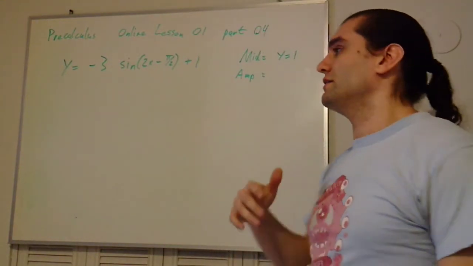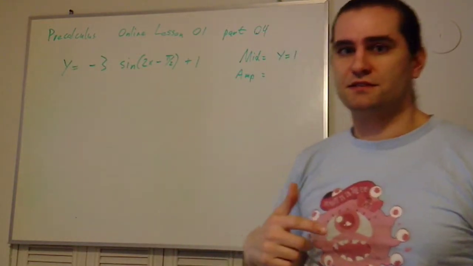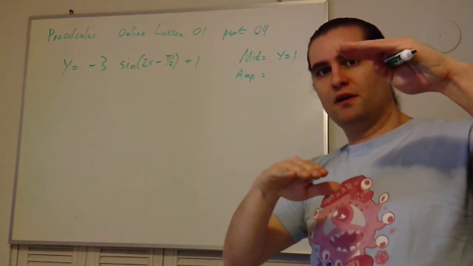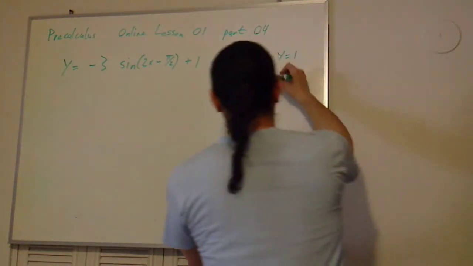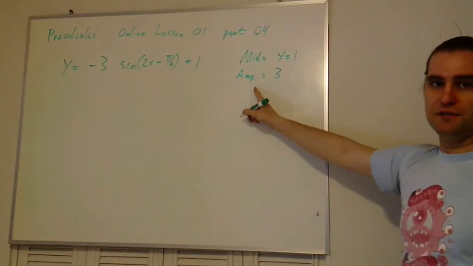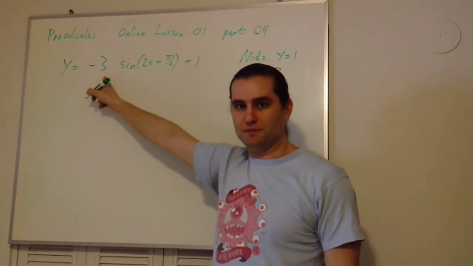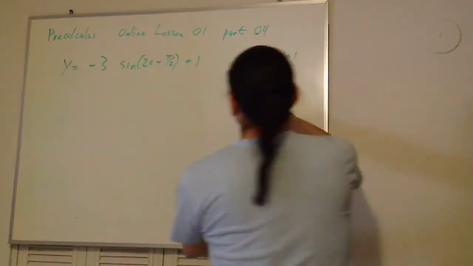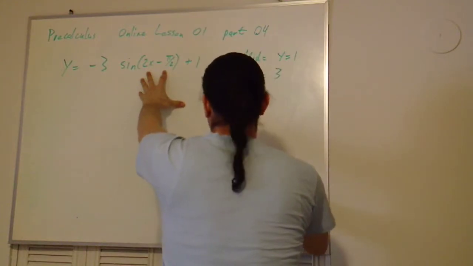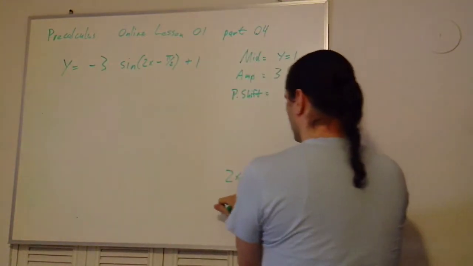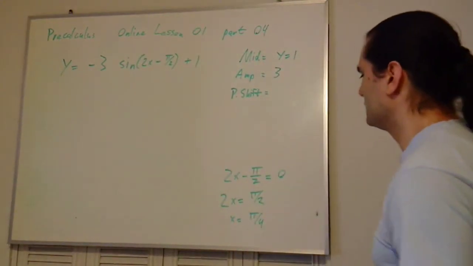Again, I think the most reliable, easiest, and most consistent way to find the phase shift is to take the bit on the inside and set it equal to 0. That's where this thing will start. And then the period is always 2 pi divided by this number. So the period is going to be 2 pi over 3 for this trig function. So this is all of the information that I need to start graphing.